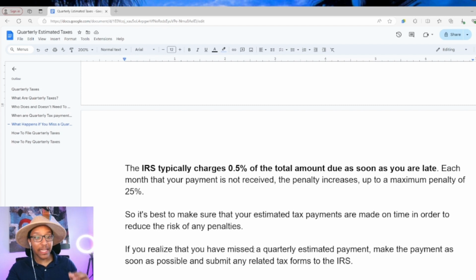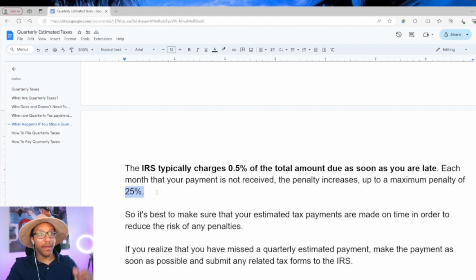Now, the IRS typically charges 0.5% on the total amount due as soon as you are late. Each month that payment is not received, the penalty increases up to a maximum penalty of 25%. So this is why I say this is a trap. When you miss payments, out of sight, out of mind, you're not aware that the clock is still ticking. The penalty is still increasing. And then 6 months, 12 months later, you're surprised when you get a tax bill in the mail.